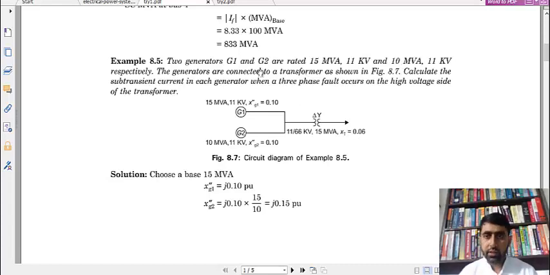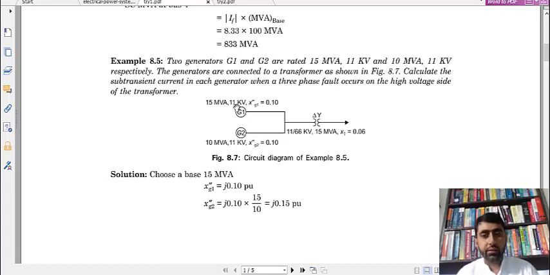So it is given like this. The generator is connected to a transformer as shown. Calculate the sub-transient current in each generator when the three-phase fault occurs at the high voltage side of the transformer. That is, the fault occurs at this point. We'll first calculate it using this reactance diagram, by choosing the base MVA as 15 and the base voltage as 11 kV.